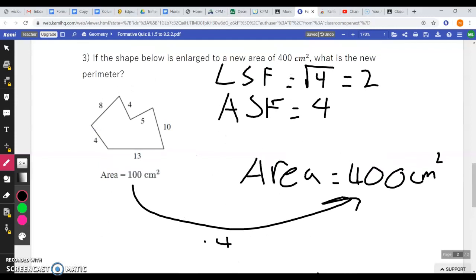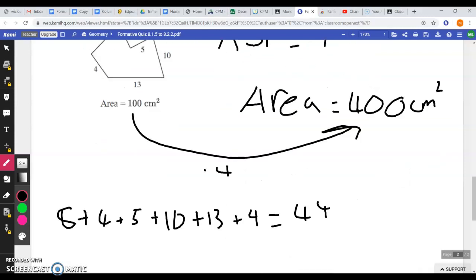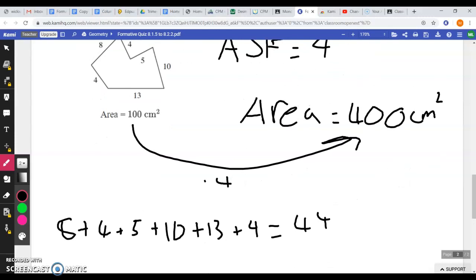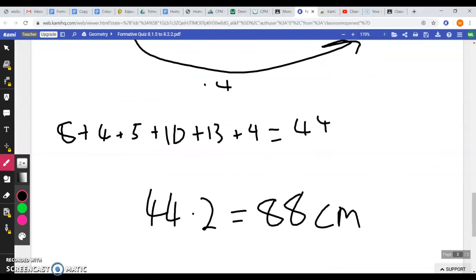All right? But this is an example of a problem where you're kind of working backwards from what we did in problem 2. You had to find your area scale factor first. And again, I found my area scale factor because I knew that one of my areas was 100 and my new area was 400, 4 times bigger. So my area scale factor is 4. I was able then to find my linear scale factor because my linear scale factor is the square root of my area scale factor. That gave me 2. Then I found the perimeter of my original shape, multiplied it by 2 to enlarge it to my new shape, and that gave me 88 centimeters.